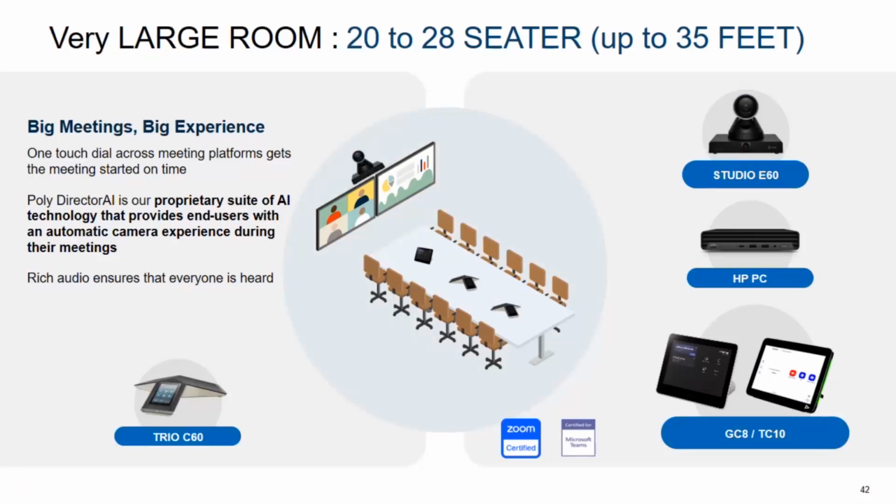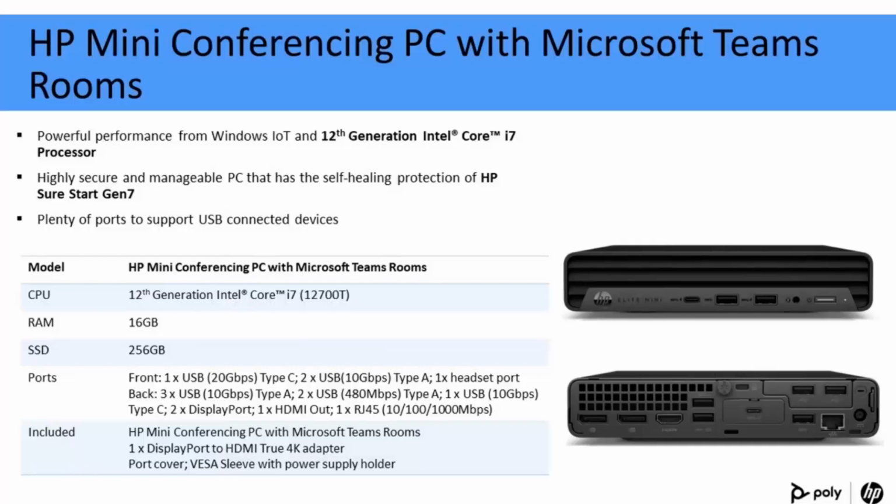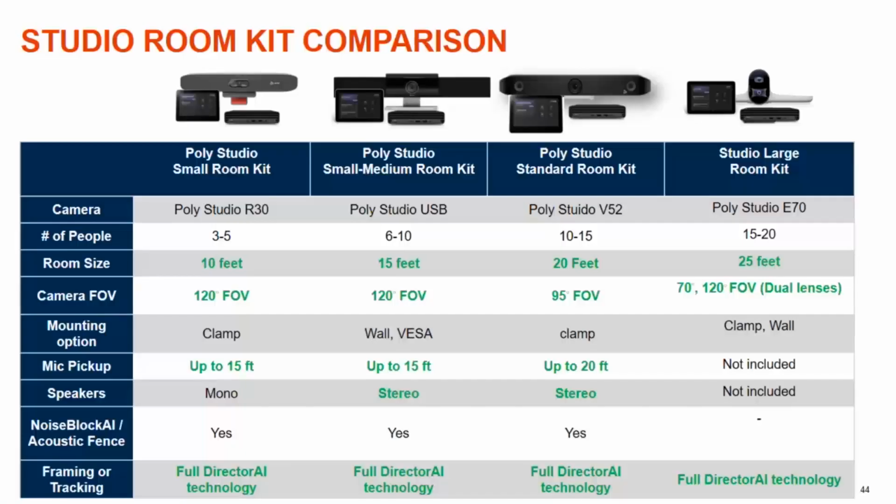For more than 35 feet, we can connect the E60 camera. For this also, we can integrate with the Trio C60. We can cascade up to a maximum of three Trios based on the room sizes. One Trio will cover up to 20 feet. For the HP configuration, this is a PC configuration. This is an HP PC, preloaded with either Teams or Zoom. Based on the customer requirement, we can suggest the solution for Teams or Zoom. The CPU comes with 12th generation Intel Core i7, RAM is 16 GB, and it's a 256 GB SSD.